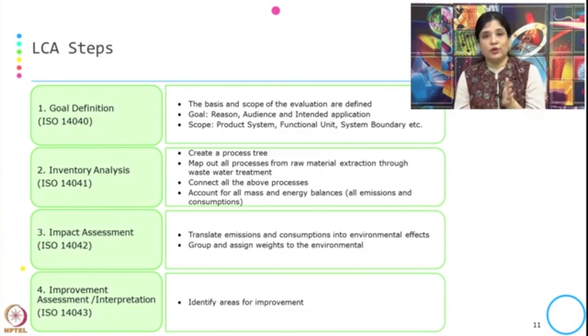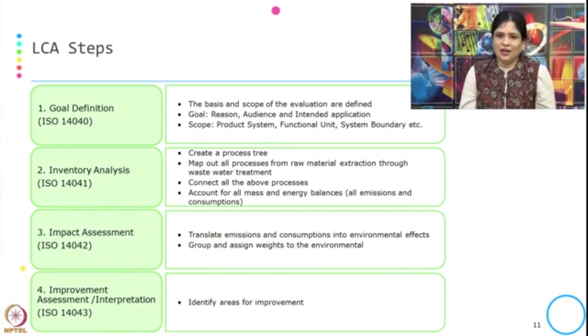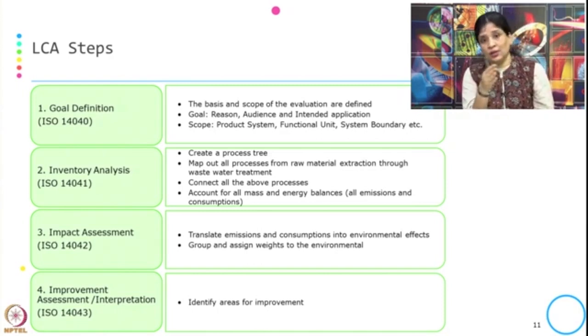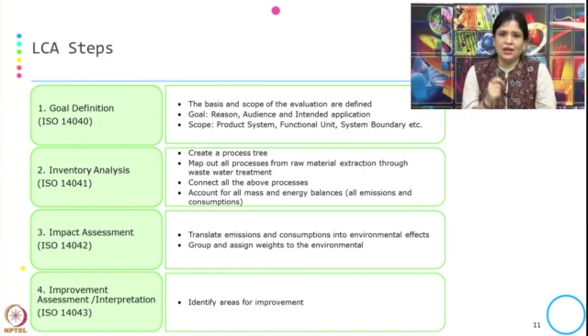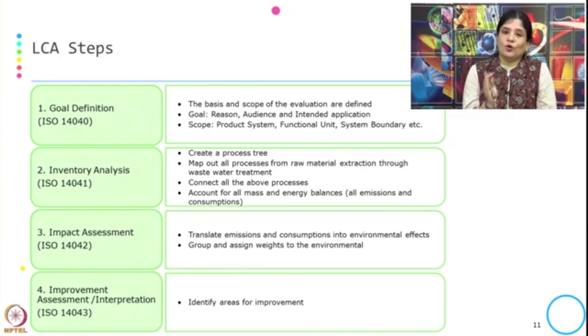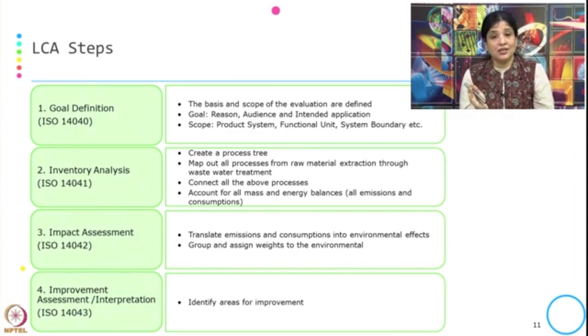Then in case of scope, typically the product system, the functional unit and the system boundary, etc., are identified. In case of inventory analysis, the process tree is created, mapping out all the processes from raw material to wastewater treatment. This is what I was showing in the previous slide in case of a textile. Then connect all the above processes and account for all mass and energy balances, like all emission and consumption.